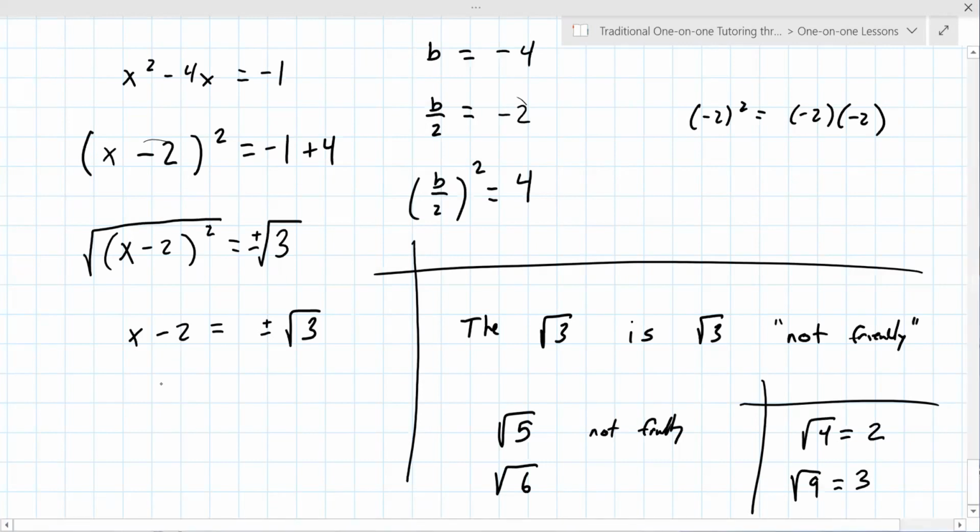All right, so then the last step here is to add 2 to both sides. So x equals 2 plus or minus the square root of 3. And that's your final answer.